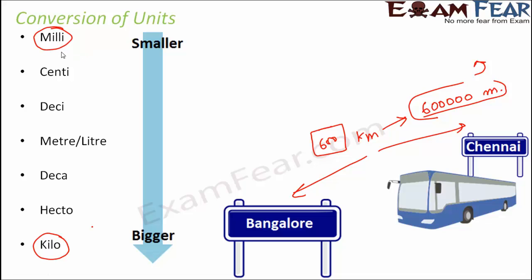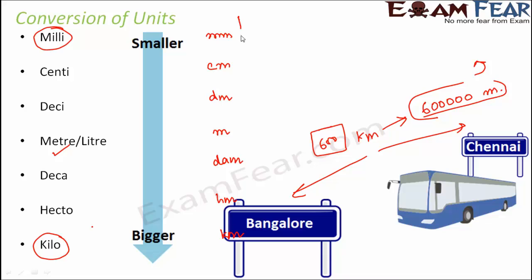So here the units that we have are milli, centi, deci, meter or liter, deca, hecto, kilo. Now how do we call these units? Let's say that when you are measuring length, length would mean distance, height, width, anything. So when you are measuring length, your unit would be meter, and in that case this becomes millimeter, written as mm. This becomes centimeter, written as cm. This becomes decimeter, this is meter, this is decameter, this is hectometer, and this is kilometer. So that is how your units are.